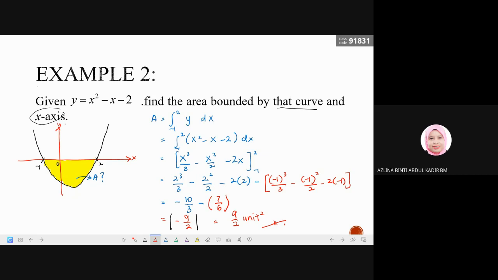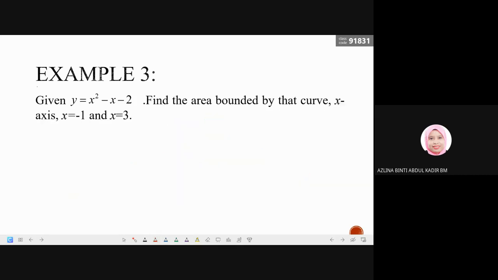Okay, next. Example 3. Given y equals x squared minus x minus 2, find the area bounded by the curve, the x-axis, x equals negative 1 and x equals 3. Ada 4. Okay, the same function.